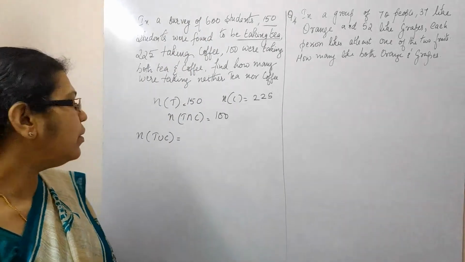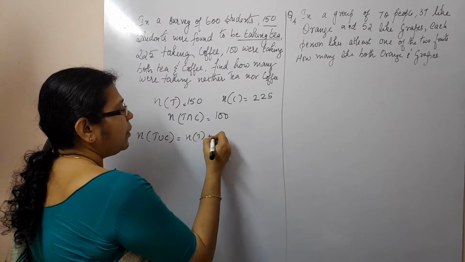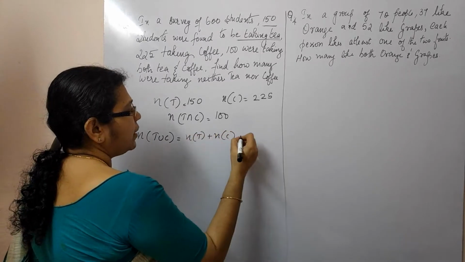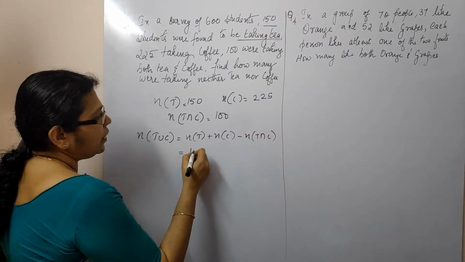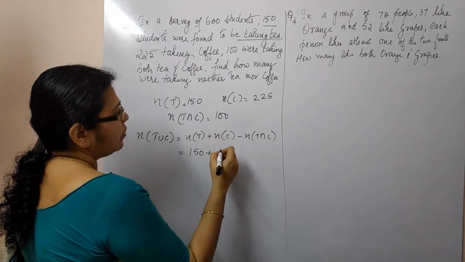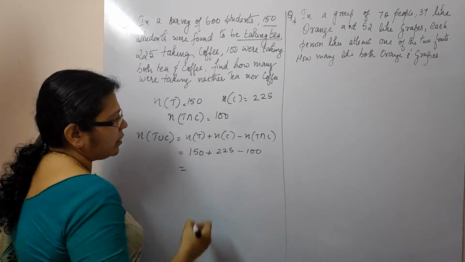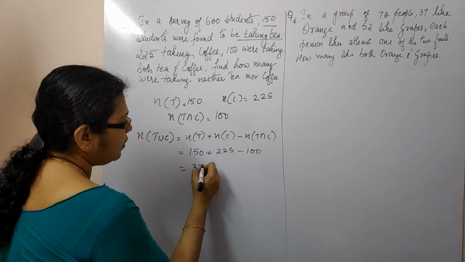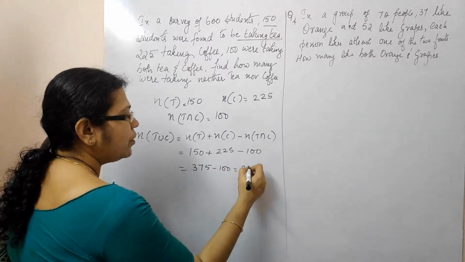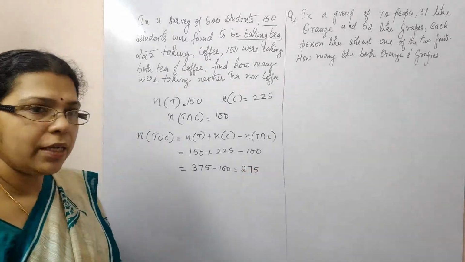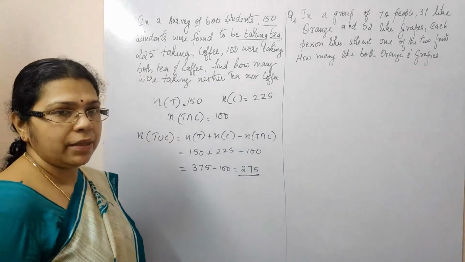Am I clear? Okay. So, T union C is equal to N of T plus N of C minus N of T intersection C. So, N of T is what? 150 plus 225 minus 100. So, that is equal to 375 minus 100, which is equal to 275. Okay, so 275 people are taking coffee or tea, right?